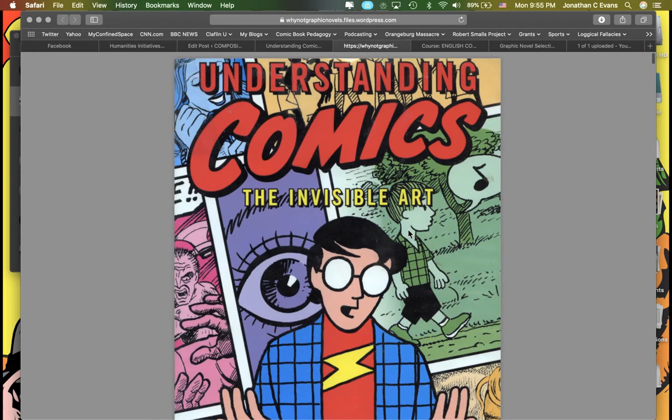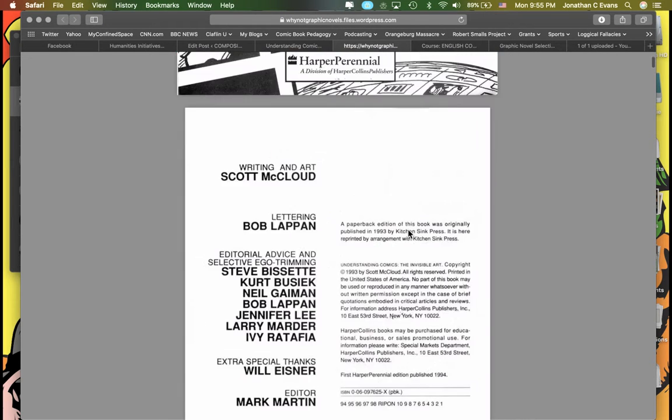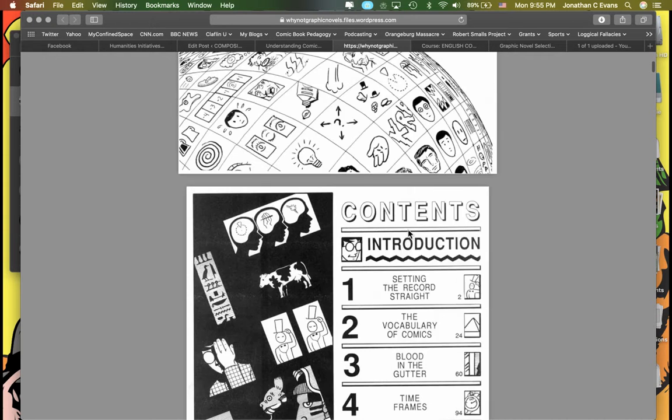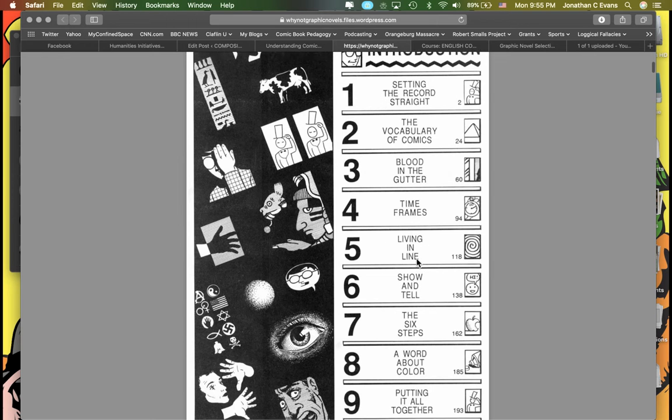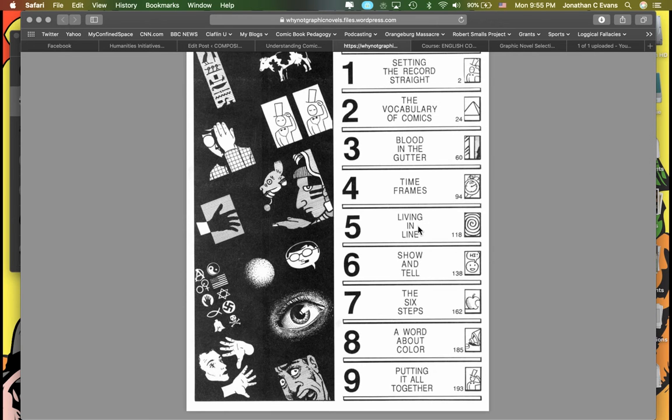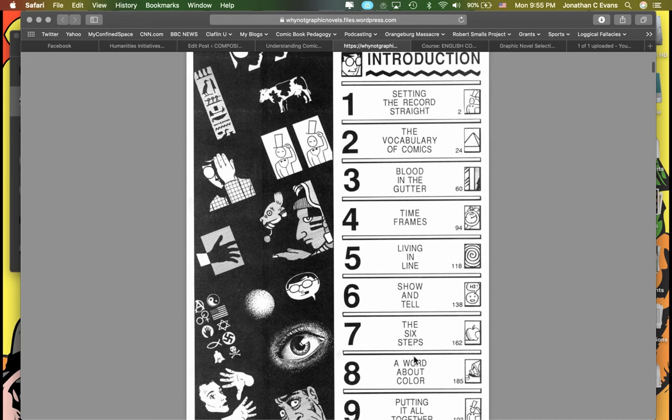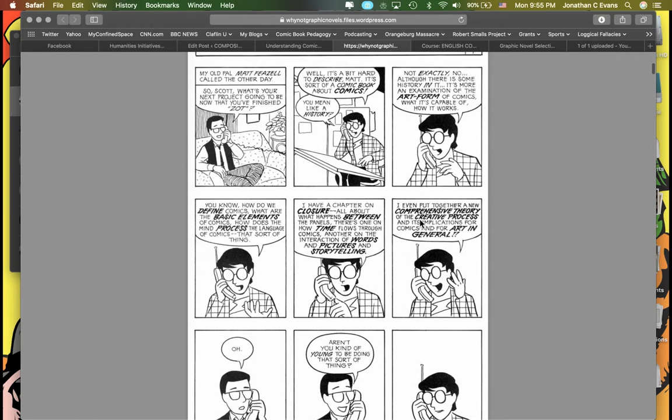as it pertains to helping us move the ball forward into doing research surrounding the graphic novels you're going to be choosing to read. So what I'm going to ask you to do this week is look at chapters 1 through 4. You'll see here chapter 1, Setting the Record Straight; chapter 2, The Vocabulary of Comics; chapter 3, Blood in the Gutters; and chapter 4, Time Frames. Now, we'll be skipping over, I think, chapter 5 and chapter 6 a little, chapter 7 mainly, and chapters 8 and 9. Really the first 4 chapters are the important ones, and they're going to form the crux of our discussion forums next week.